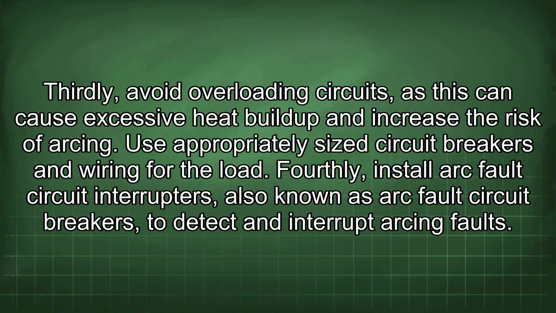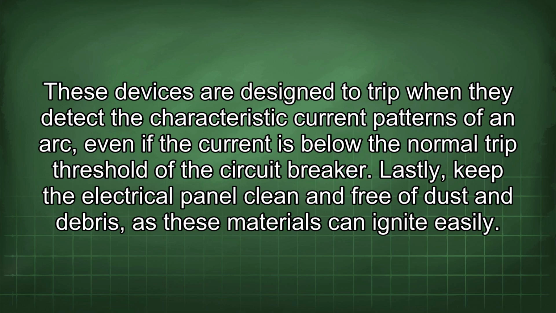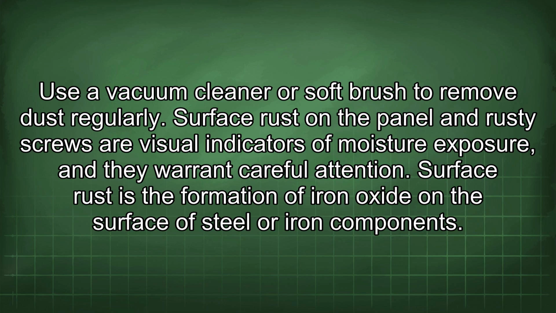Fourthly, install arc fault circuit interrupters, also known as arc fault circuit breakers, to detect and interrupt arcing faults. These devices are designed to trip when they detect the characteristic current patterns of an arc, even if the current is below the normal trip threshold of the circuit breaker. Lastly, keep the electrical panel clean and free of dust and debris, as these materials can ignite easily. Use a vacuum cleaner or soft brush to remove dust regularly.